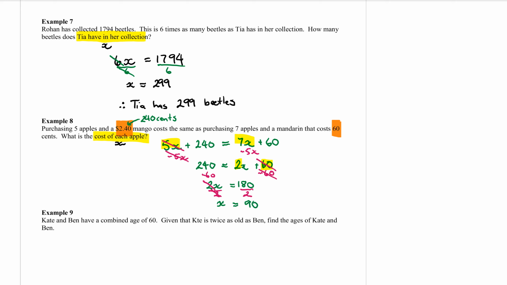Now remember that is in cents. So x is the cost of an apple. So therefore, each apple costs 90 cents or $0.90 if you wanted to put it back into dollars.